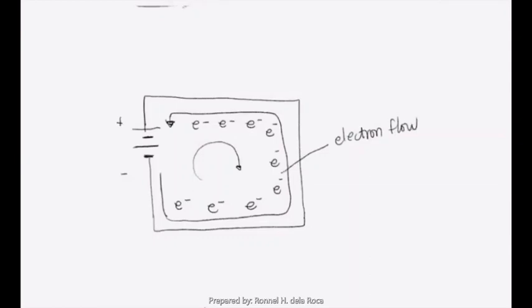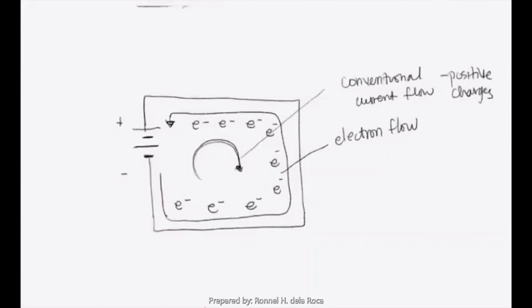Ngayon, hindi natin ginagamit ang electron flow as the conventional direction for current. Instead, we use the conventional current flow. Ito yung opposite ng direction ng electron flow, which is from the positive to negative terminal of the battery. Or ito yung movement ng positive charges. So sa textbook, mostly ang ginagamit ay ang conventional current flow.